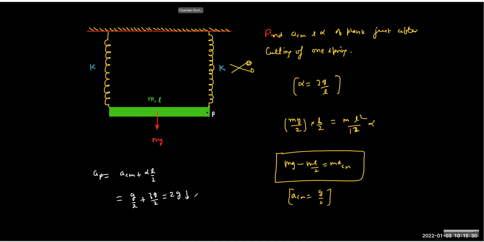Okay. So I was asking for the first case, why we didn't use ACM equals alpha L by 2 for the first case. Okay, because that point is not at rest. So this point will accelerate now. This point is not fixed. Okay. Because the spring will let it move up or down both.